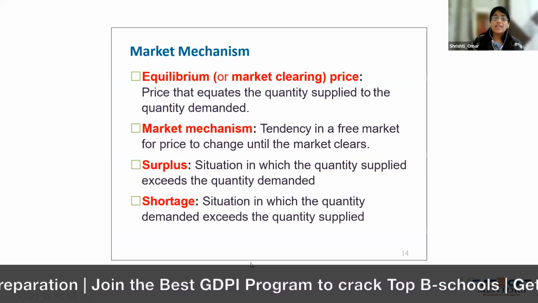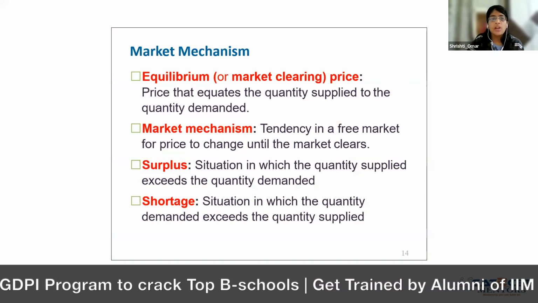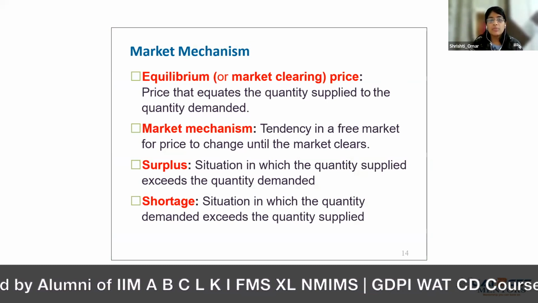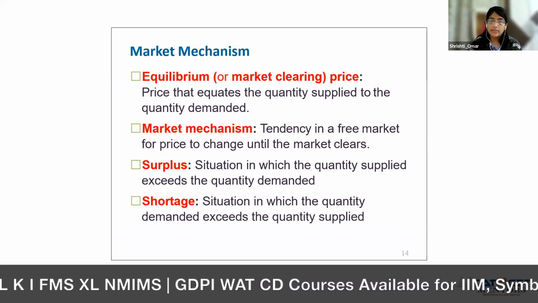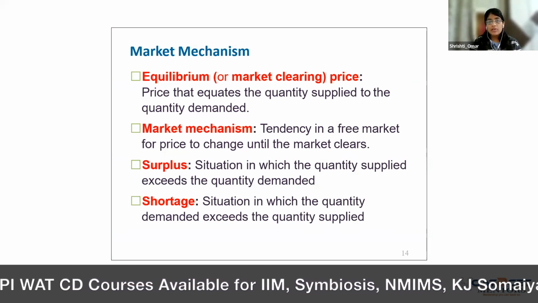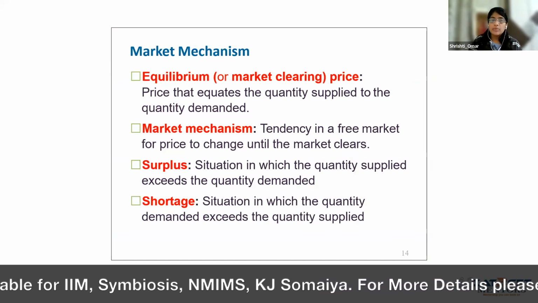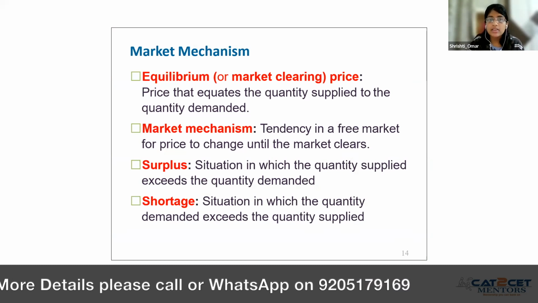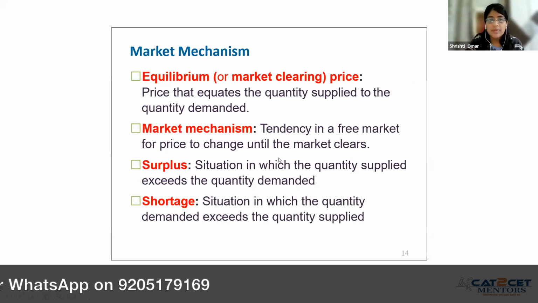Okay, let's talk about market mechanism. Market mechanism is a tendency in a free market for a price to change until the market clears. So market equilibrium is a situation. When is there equilibrium between two things? When something that is needed is equal to something that is being provided.